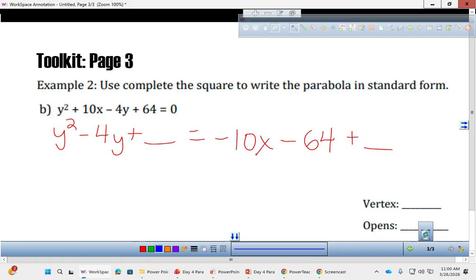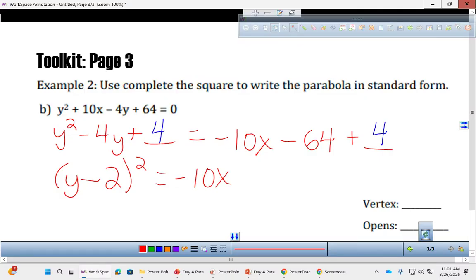So what's my perfect square for this one? What's my perfect square for that line? 4. Yep, 4 is the number I'm going to add to each side. So factored form here would be y. I'm going to bring down the minus, and then half of that number is 2. So it's y minus 2 squared. And on this side, when I combine my like terms, negative 64 plus 4 is negative 60.